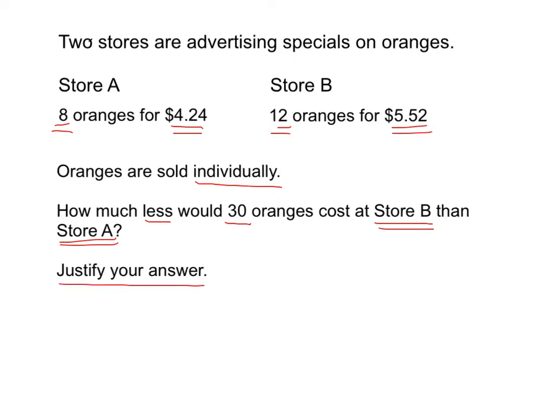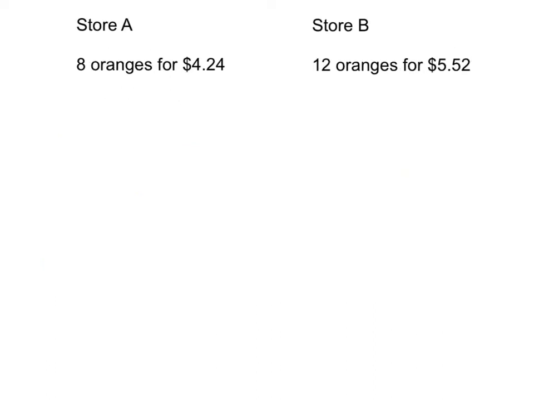What can we infer by the way that this question is worded? Well, if you look here, it says how much less would the oranges cost at store B. So what can we infer from that? Right. We know that the oranges at store B are going to be cheaper based on the wording of this question, but we need to prove that. We need to justify our answer and find out how much cheaper it is. We are going to solve this problem using the method of unit rate.